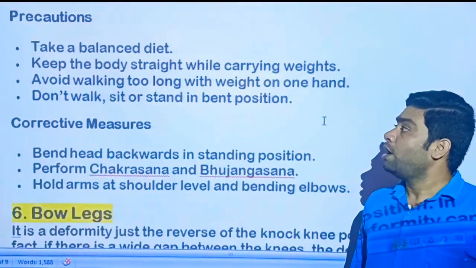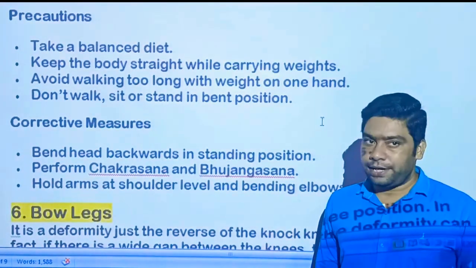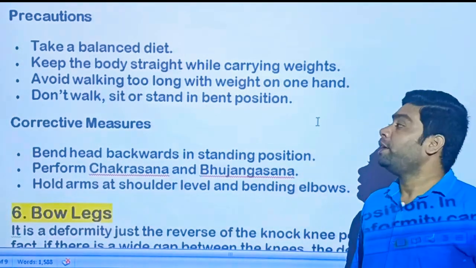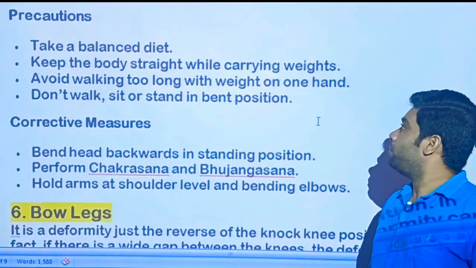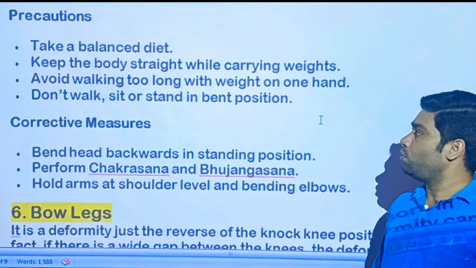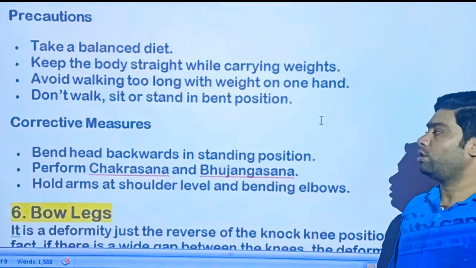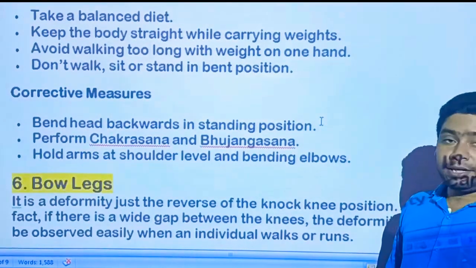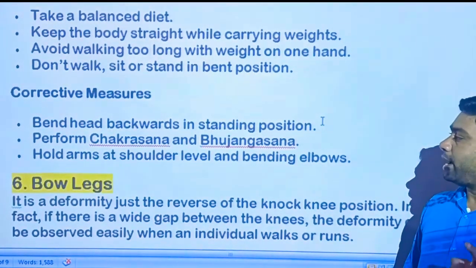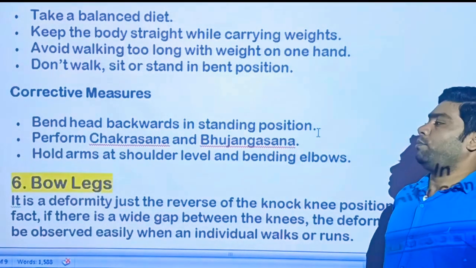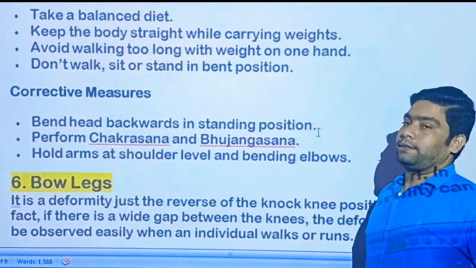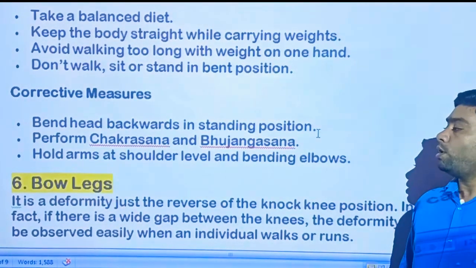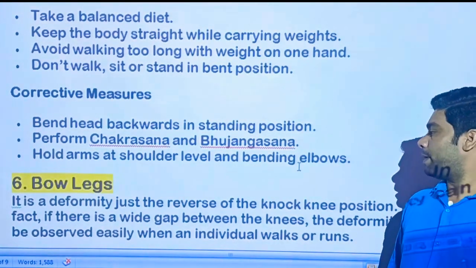Precautions: take a balanced diet. A balanced diet is always helpful for your body. Keep the body straight while carrying weights. Avoid walking too long with weight on one hand. Do not walk in a bent position. Now, corrective measures: bend the head backwards in a standing position. Second, perform Chakrasana or Bhujangasana. Hold arms at shoulder level and bend the elbows.